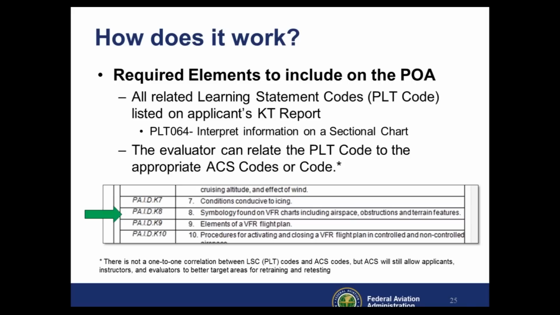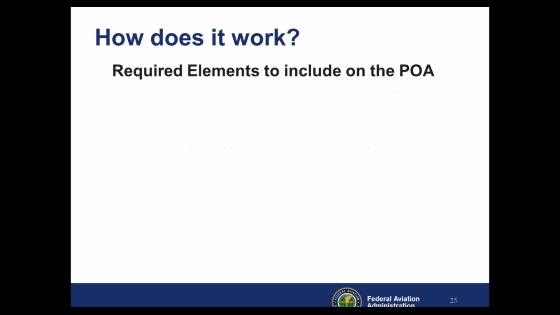There's not an exact match. There's not an ACS code that says interpret information on a sectional chart. But the concept is the same. So the examiner looks for a reasonable matching concept, and then that information must be included on the practical test. By the way, it could be more than one element. The designee may say that they want to include K3 and K4. I don't show those on screen here, but just as an example.